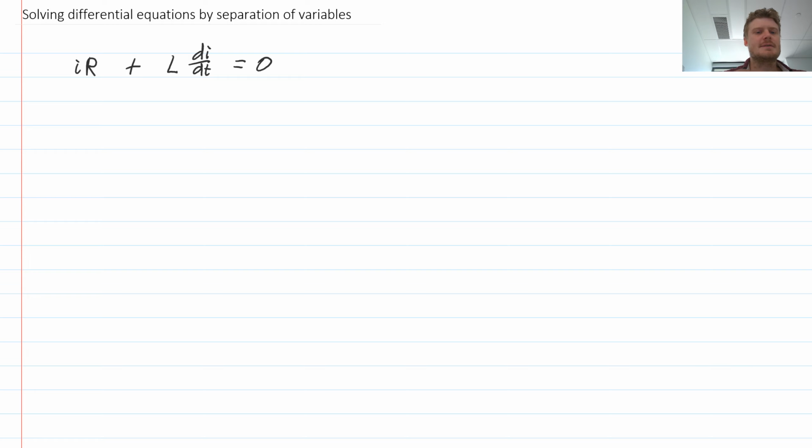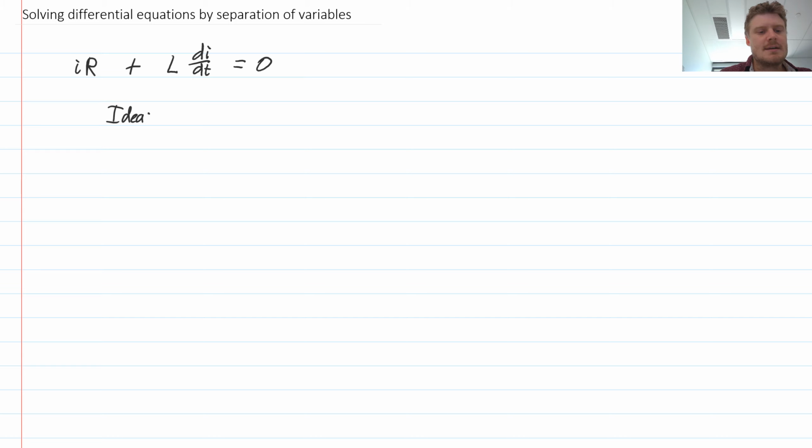So another way that we can solve our first order linear differential equations is a technique that's called separation of variables. The idea of this one is to bring all of the variables to different sides. I have here I is one variable, so I bring that to one side, and t is another variable, so I'll bring that to the other side.